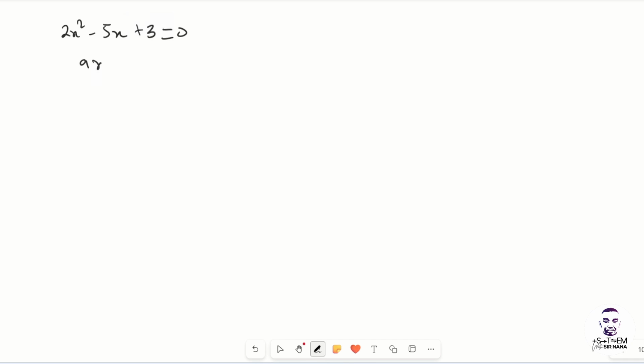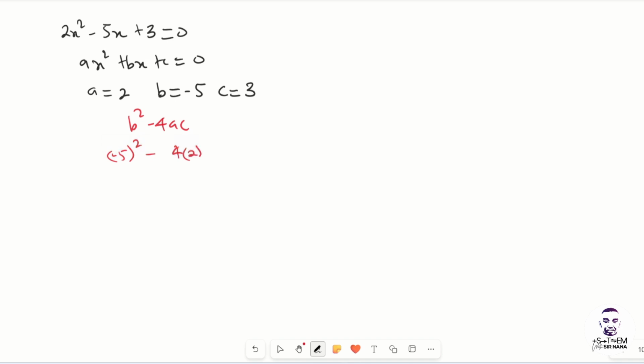So we can compare this with ax squared plus bx plus c is equal to 0. So we know that our a is equal to 2, our b is equal to negative 5, and our c is equal to 3. So we use b squared minus 4ac. So therefore we get negative 5 all squared minus 4 multiplying 2 multiplying 3. So it gives us 25 minus 4 times 2 is 8, 8 times 3 is 24. So that gives us 1.